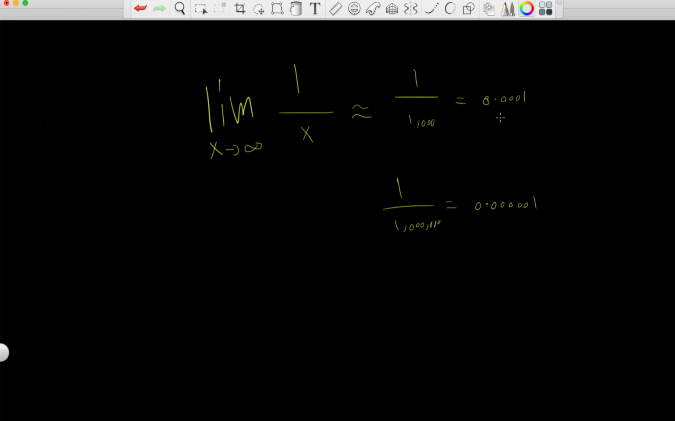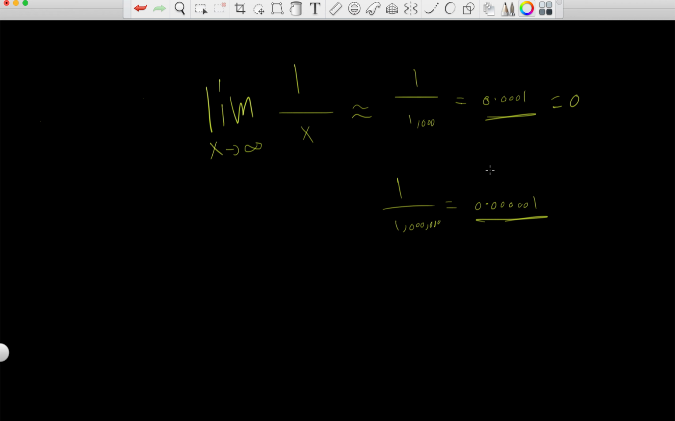Okay, and then we notice that this is smaller than this, right? And as we plug in bigger and bigger values for x, as we get closer to, whatever closer to infinity means, as we plug in larger and larger numbers, it seems like it's just approaching 0. And that's exactly what this answer is. The answer is just 0, because the limit as x goes to infinity of 1 over x is 0. And what that means is it approaches 0 as we go to infinity for x.